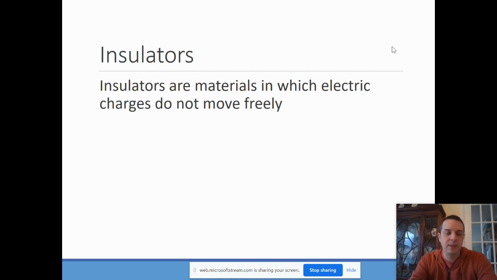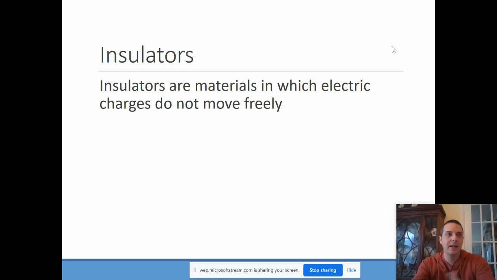The flip side to conductors are insulators. Insulators are materials that can hold charge, but if they have charge on them, the charge is not free to move from one place to another place. And just like conductors are metals, commonly, good insulators are things like glass or rubber or plastic.